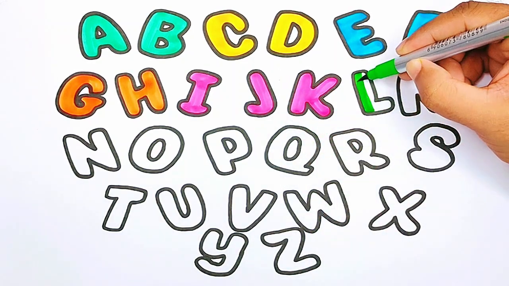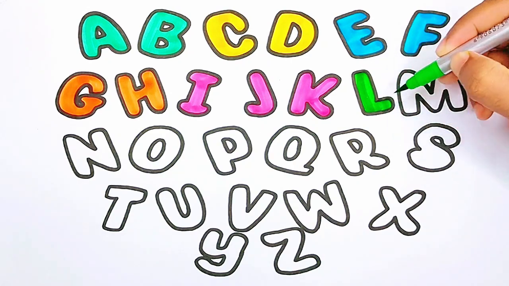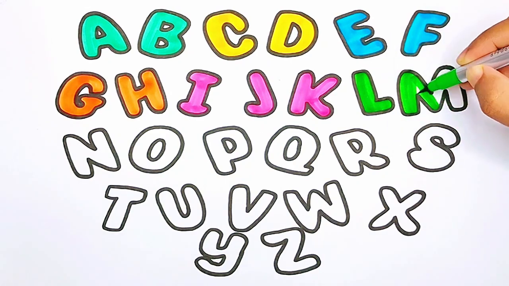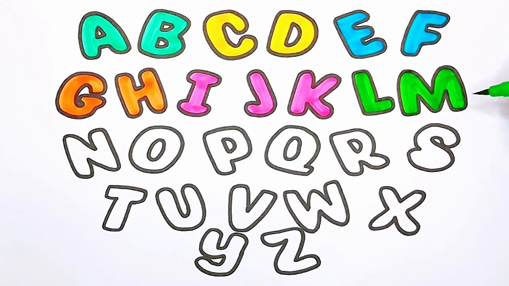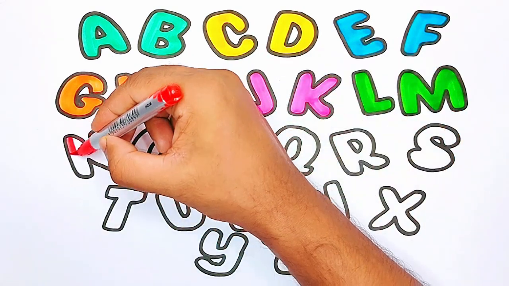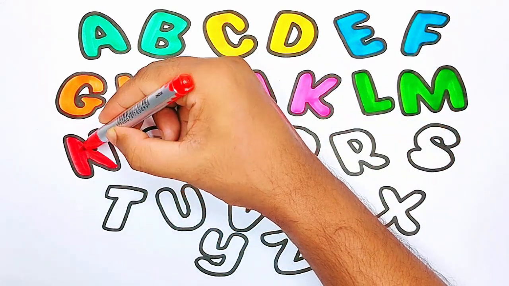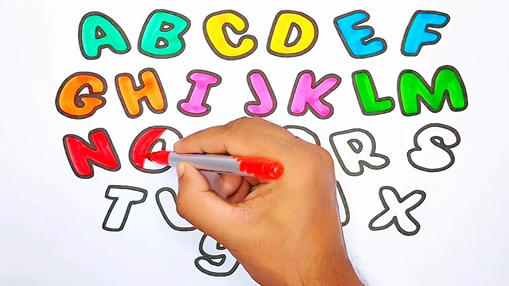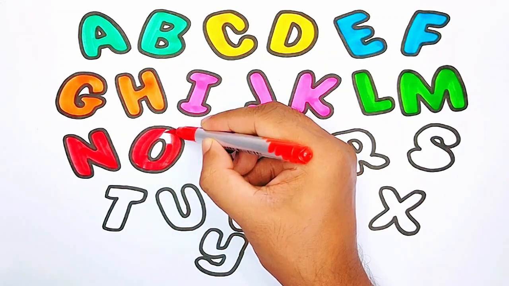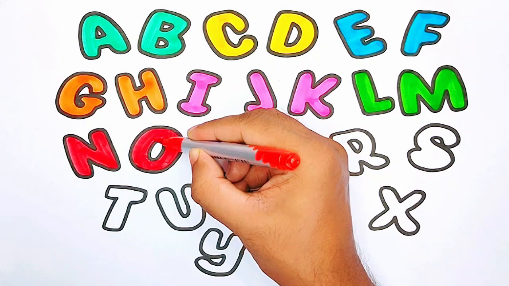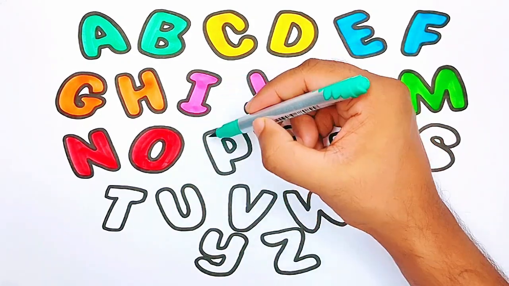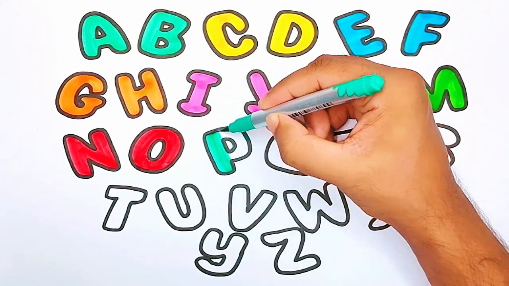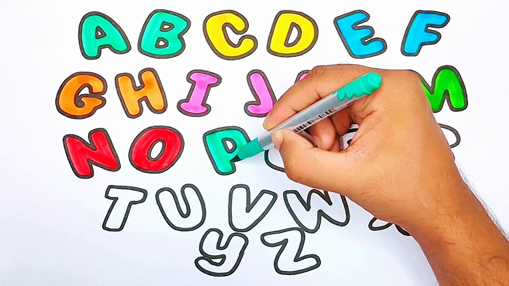L. L for ladybug. M. M for mango. Red color. N. N for net. O. O for octopus. Octopus. Green color. P. P for pear.